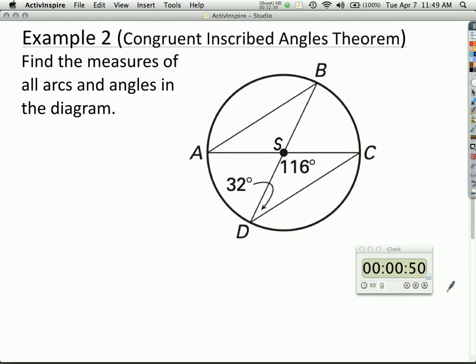You got a minute. Find as many measures that you can. Doesn't have to be all of them, although that is our goal as a group. I know angle S. Every angle, every arc.